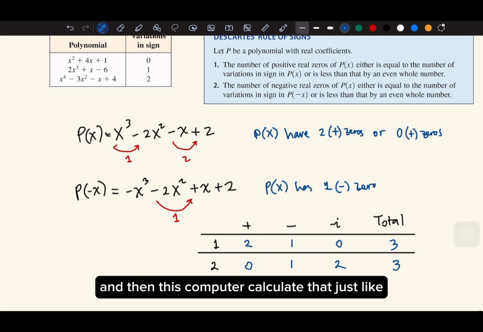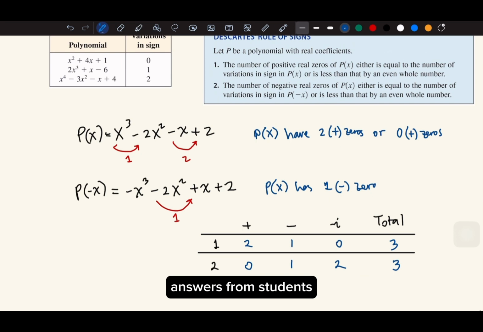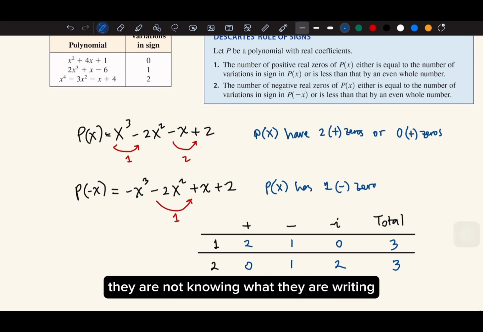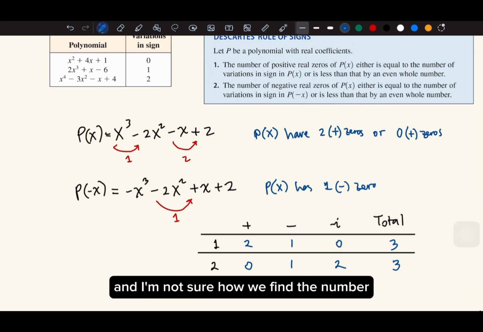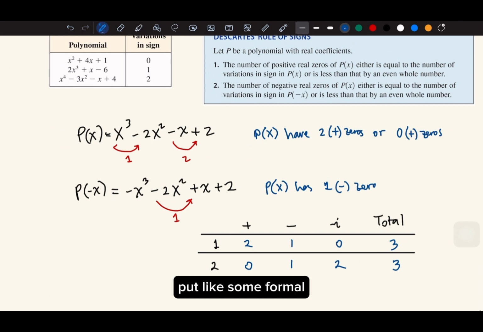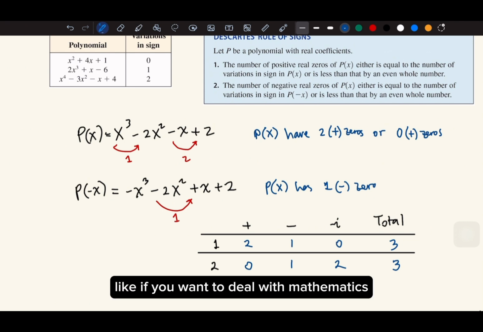They are just using brute force to calculate everything. When I look at the answers from students, usually if they don't know what they are writing, they just write something, and I'm not sure how they found the number, whether they just put in some random formula. It means that they don't understand the question. If you want to deal with mathematics, first understand the question.